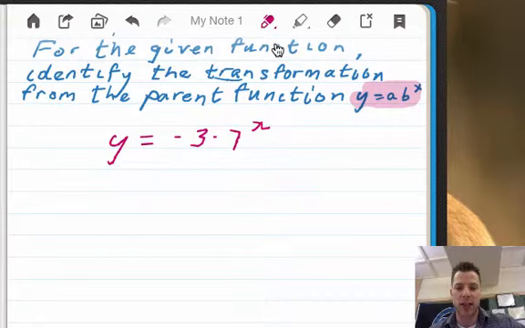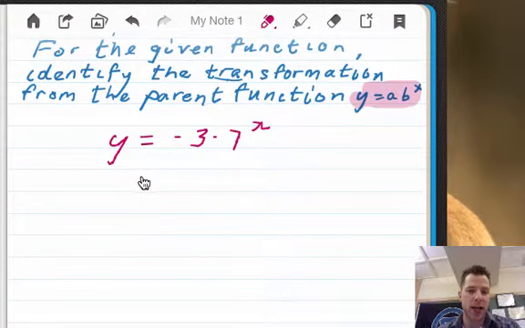A couple things you can notice right off the bat is that for your x value, there's nothing being subtracted from x or added to x.